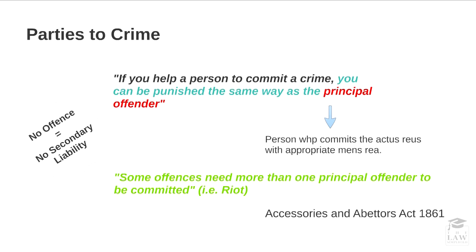rea component. I mentioned earlier that there are some offenses that have to be committed with more than one person, and an example of that is riot. And when you look at the Accessories and Abettors Act of 1861, this fact will be elucidated further. Now, how exactly can a person have secondary liability for an offense by a principal offender?